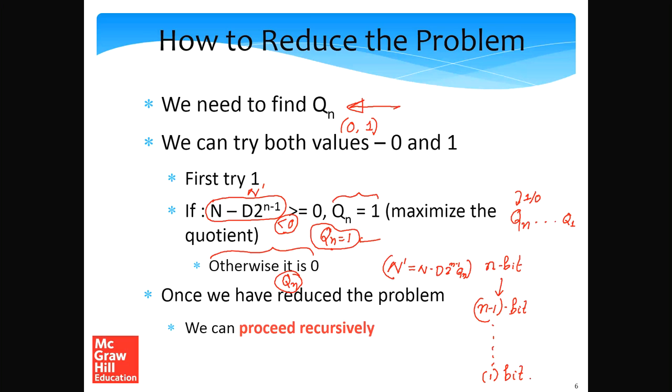If n minus d times 2 to the power n minus 1 is greater than or equal to 0, then it means that the quotient bit can be set to 1. Otherwise, it means that the quotient bit cannot be set to 1. And in this manner, we proceed and we gradually reduce the problem. Alright, let's proceed, and then I'll show an example.